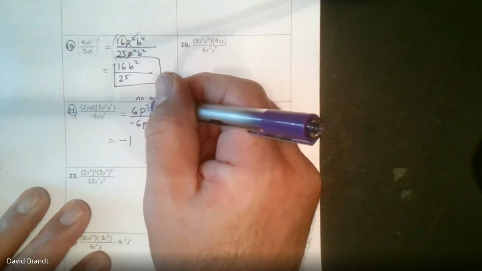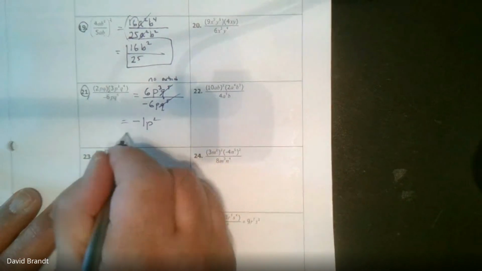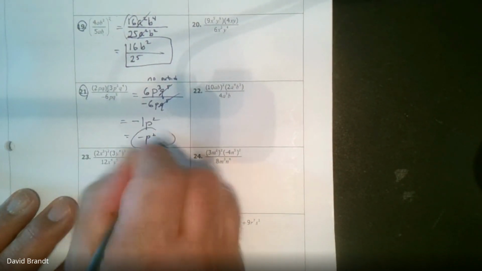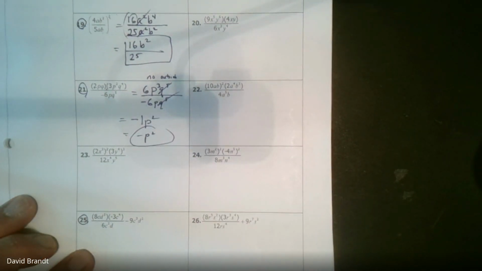And then when you divide, what do you do to the exponents? You subtract. So 3 minus 1, that's going to be P^2. The Q^5s are gone. Cross those out. So it's just negative P squared as the final answer.